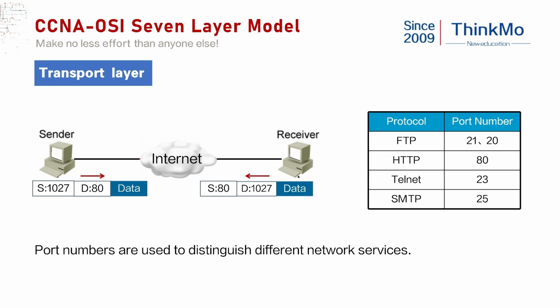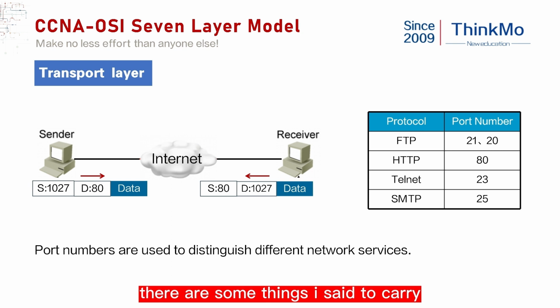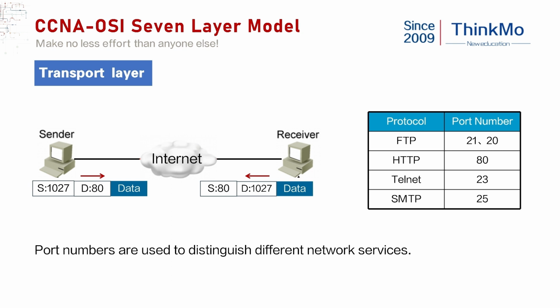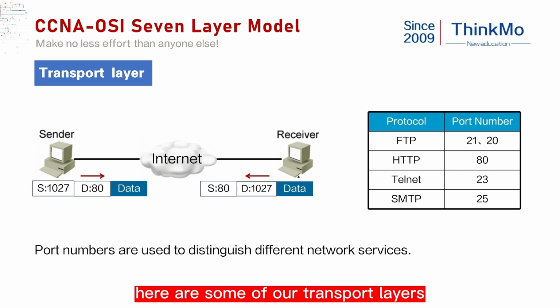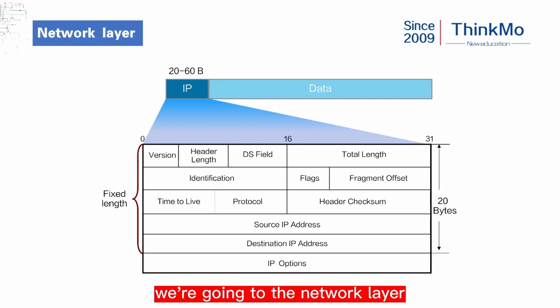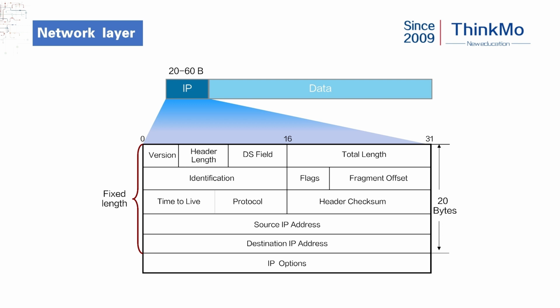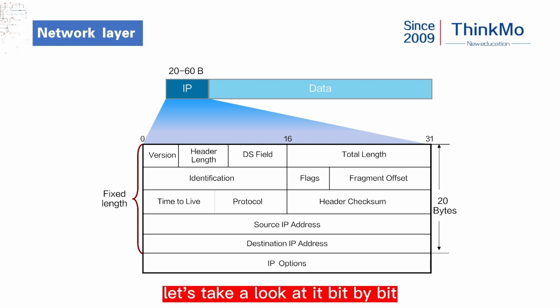Basically, you don't have much to memorize, but there are some things I said you have to remember. Here are some of our transport layers. After the transport layer is sealed, we go to the network layer. For the network layer, we have a little more to say. Let's take a look at it bit by bit.